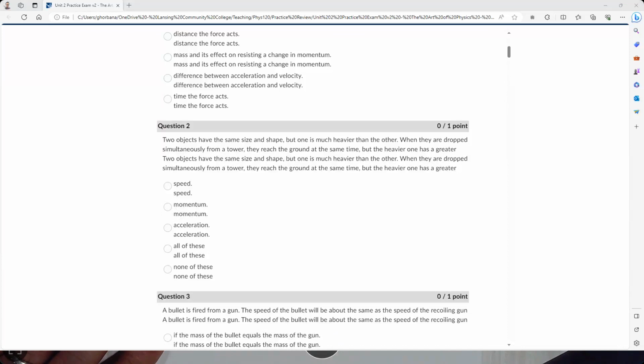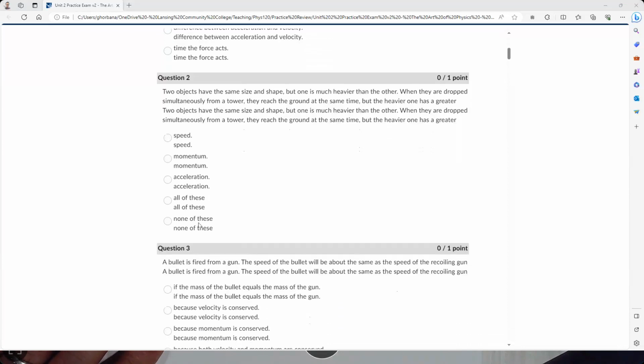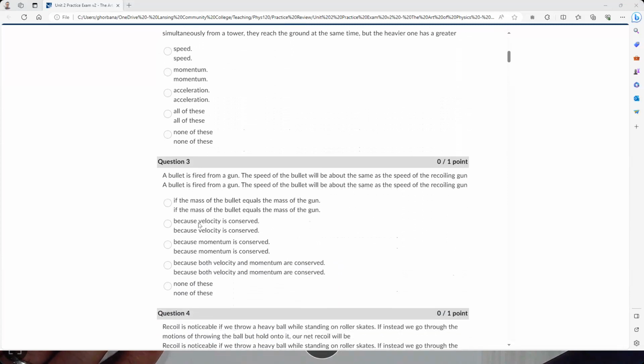Good. So what is the next problem? A bullet is fired from a gun. The speed of the bullet will be about the same as the speed of the recoiling gun. Okay, so which one is the right answer?